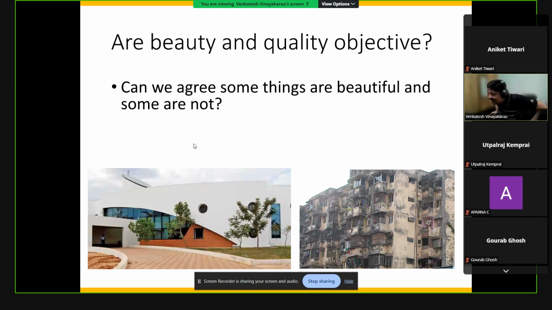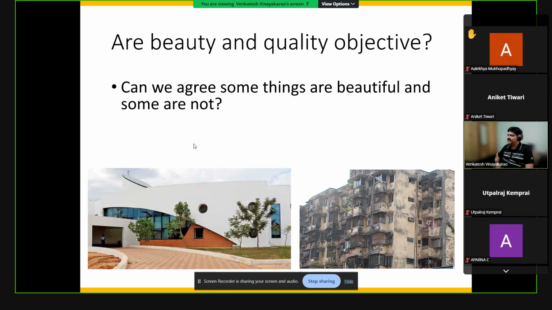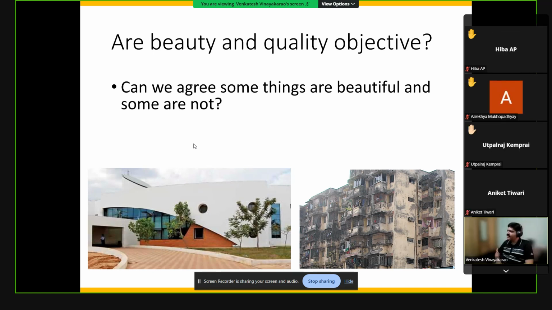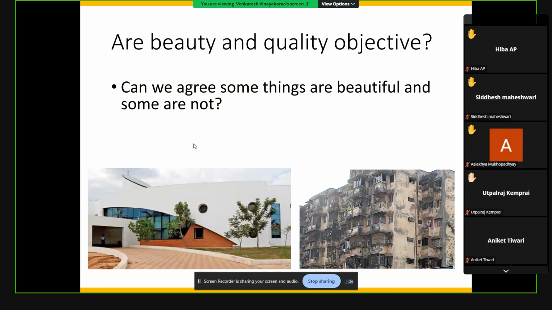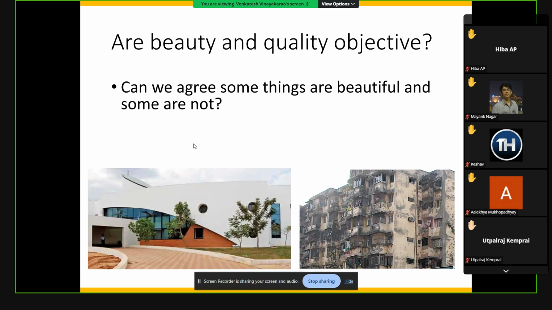So people, here is a question for you. Beauty and quality. Do you think these are subjective or are these objective? Raise your hand if you think it's highly subjective. What I think of as beauty need not be beautiful to you. It is subjective. If it is the case, raise your hand. Only Alekya thinks so. Okay. Now slowly the hands are coming.